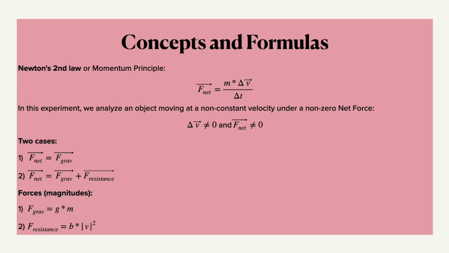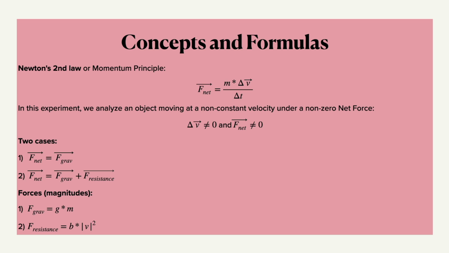Before I elaborate on the experiment and the results, I want to cover several concepts and formulas that we will need for analyzing the motion. Newton's second law or momentum principle is the main concept for this lab. In the experiment, we consider that net force is a non-zero value because of the acting gravitational and air resistance forces. According to the momentum principle, the velocity will not be constant.